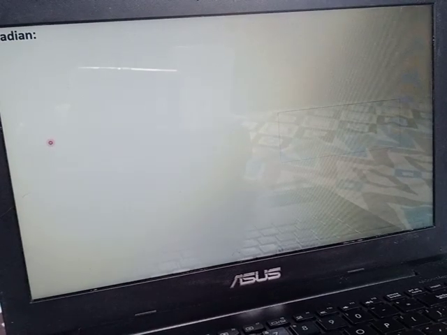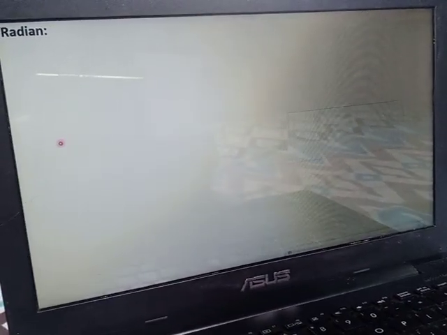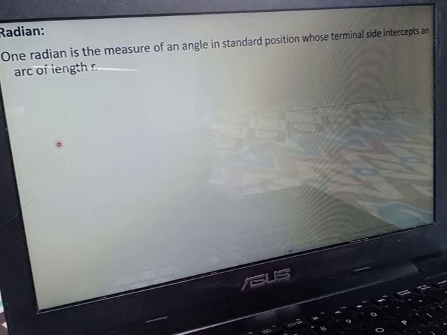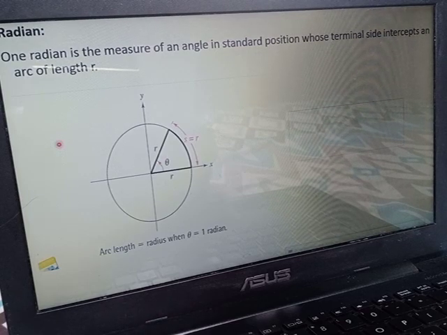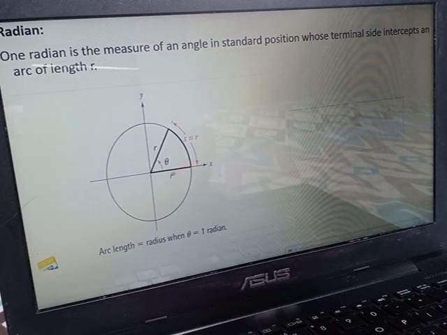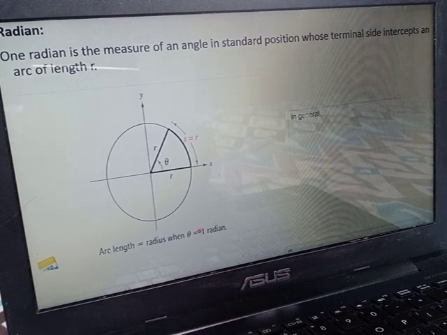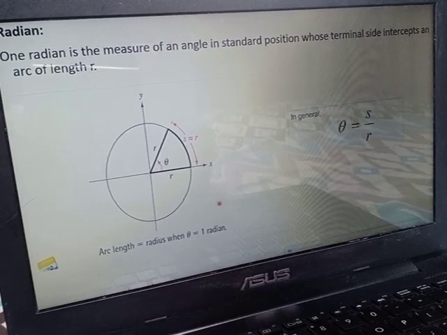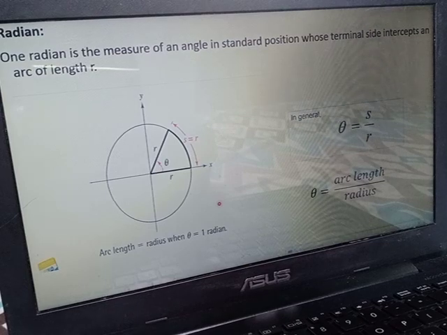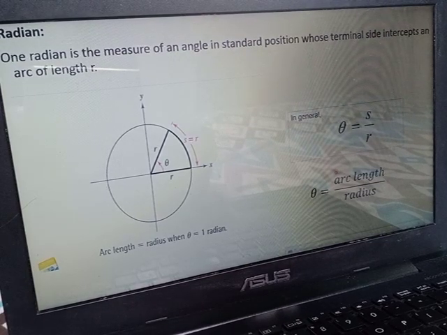So we have radian. What do we mean when we say a radian? One radian is the measure of an angle in standard position whose terminal side intercepts an arc of length r. If this is our circle, this is our initial side, and this is our terminal side. This is our radius, and this is our arc length. The arc length is equal to the radius when our angle is equal to 1 radian. In general, the angle theta is equal to S over R, where S is the arc length, divided by the radius.